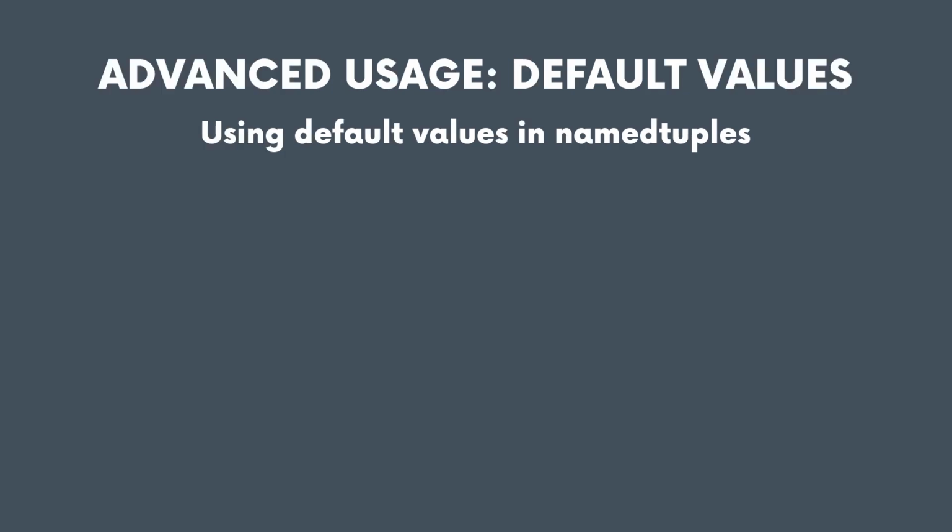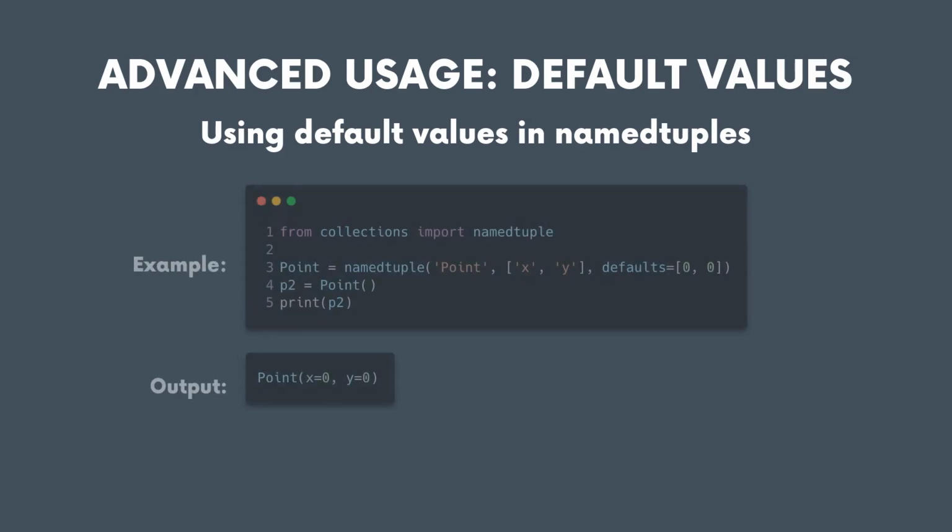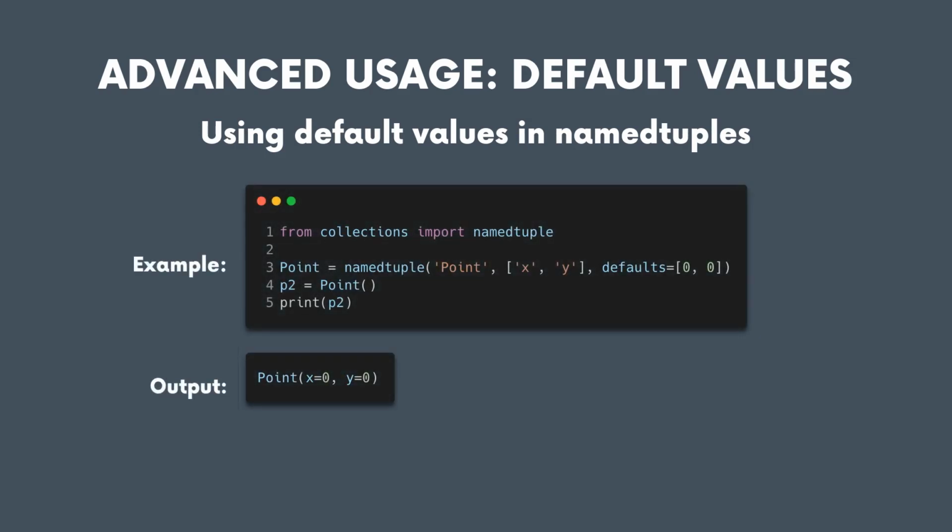We can specify default values for fields in namedtuples. By providing defaults equals 0, 0, we set default values for x and y fields to 0. When creating a Point instance without passing arguments, default values are used.